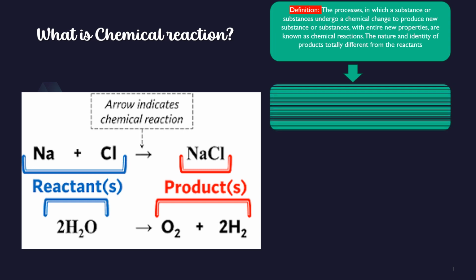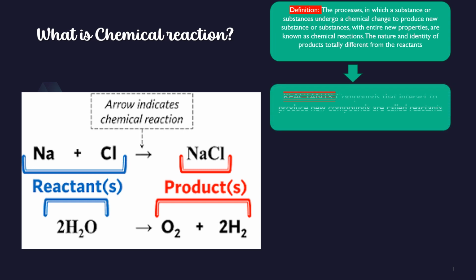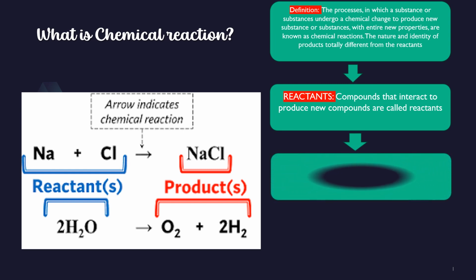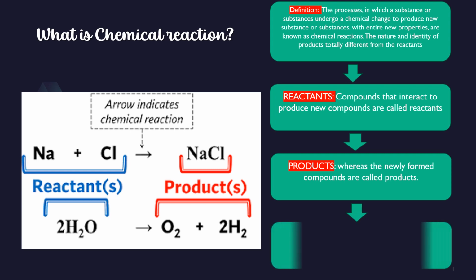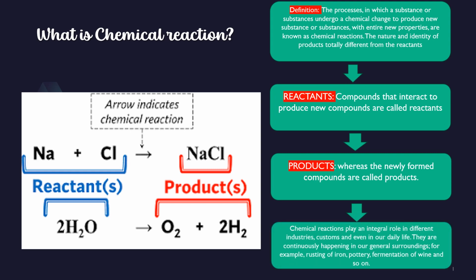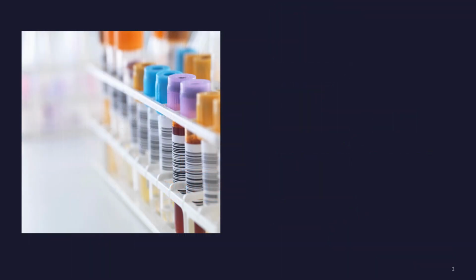So reactants are the compounds that interact to produce new compounds, and products are the newly formed compounds. So chemical reactions can be classified into several types based on the changes that occur during the process.